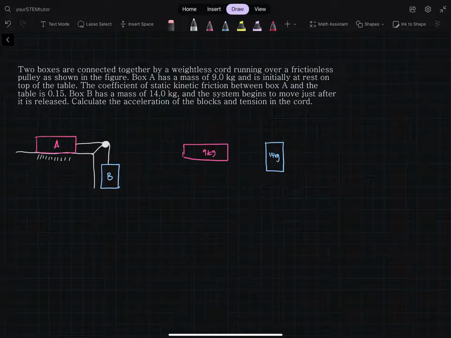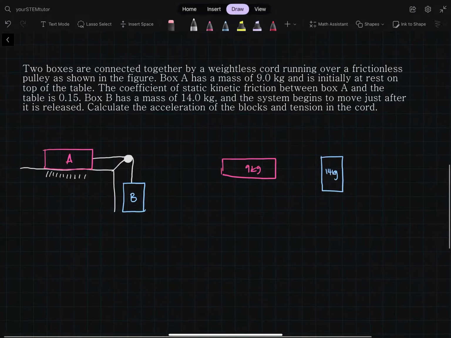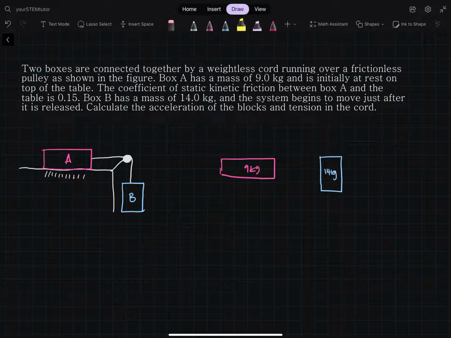So today we're going to do a two object system connected by a pulley but with friction. The first thing we're going to do is draw out both of our boxes after really diving into the question. So, two boxes connected by a weightless cord, which is good. We don't need to take account of the weight of the cord. Running over a frictionless pulley, also good because you don't have to take account of the friction of the pulley.